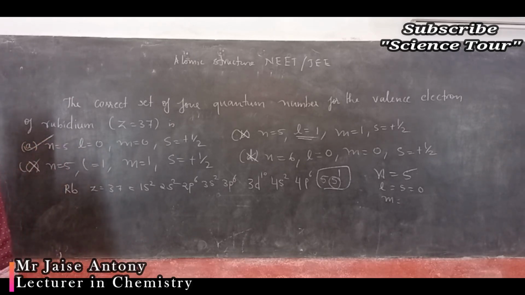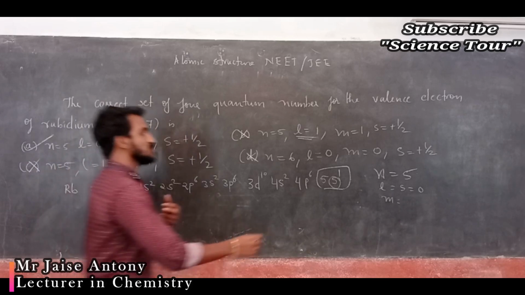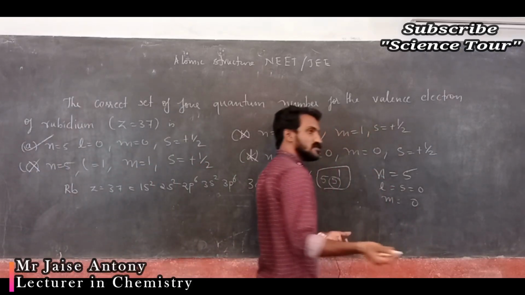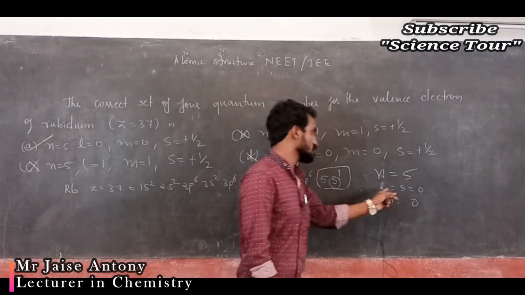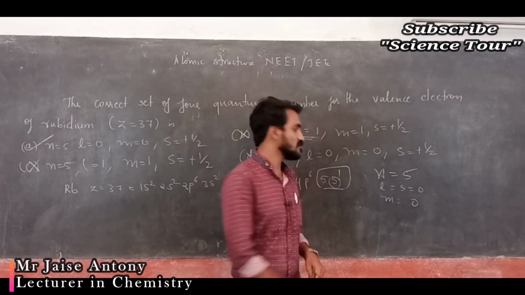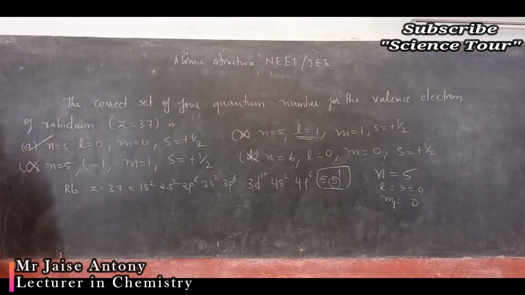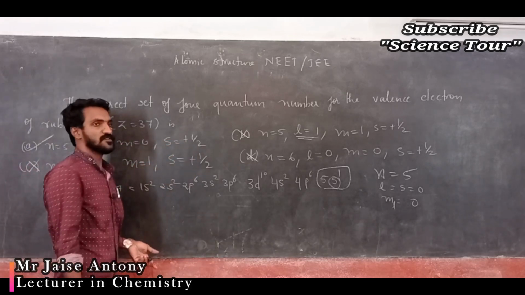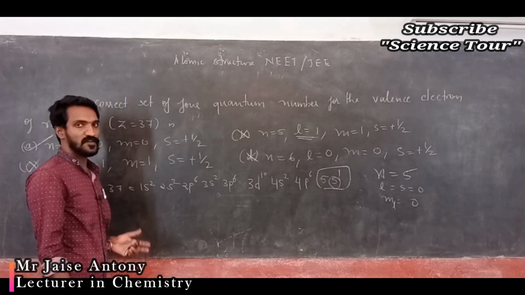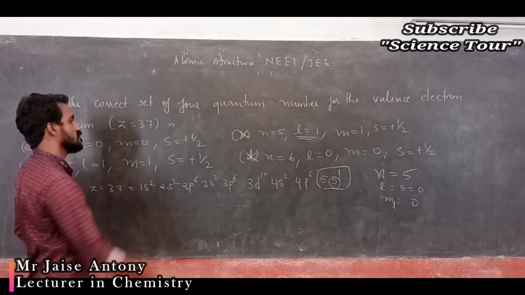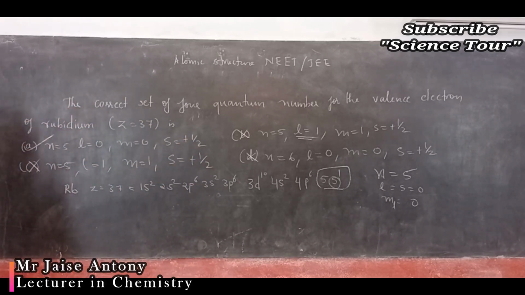n is equal to 5, l value is equal to 0, m is equal to 0. For s the ml value is 0 only. So this is the correct set of quantum numbers. n is equal to 5 means l is equal to 0 for s, m is also 0. s is plus half or minus half, it depends. Here plus half is given. You can write plus half, or sometimes they may give minus half.